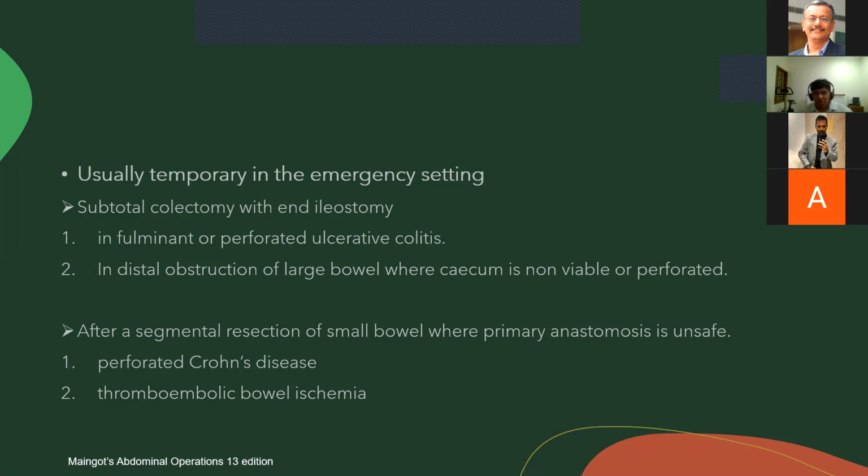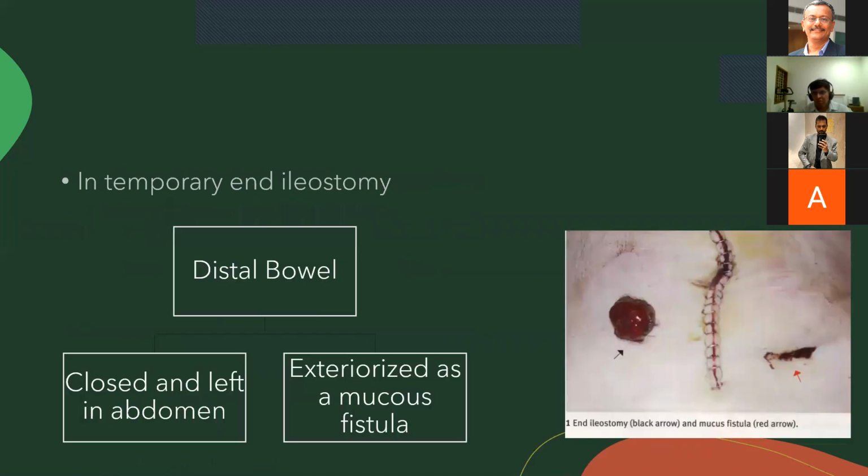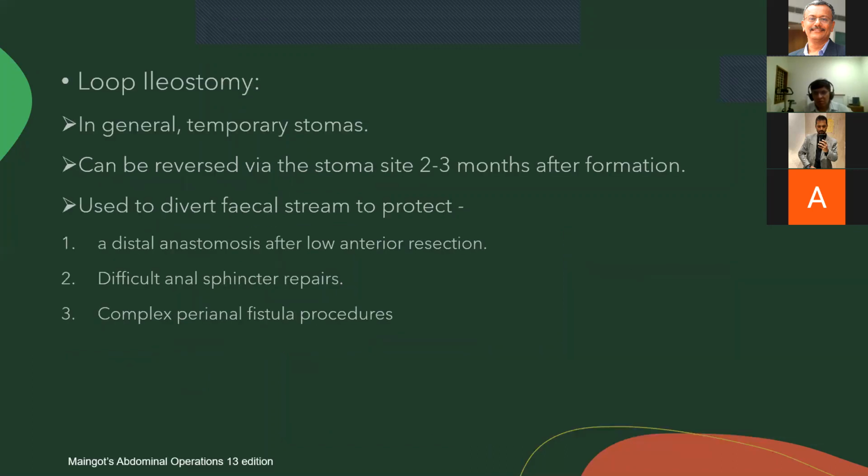After a segmental resection of small bowel where primary anastomosis is unsafe, that is in cases of perforated Crohn's disease or thromboembolic bowel ischemia. In temporary end ileostomy, the distal bowel can be closed and left inside the abdomen, or it can be exteriorized as a mucous fistula.